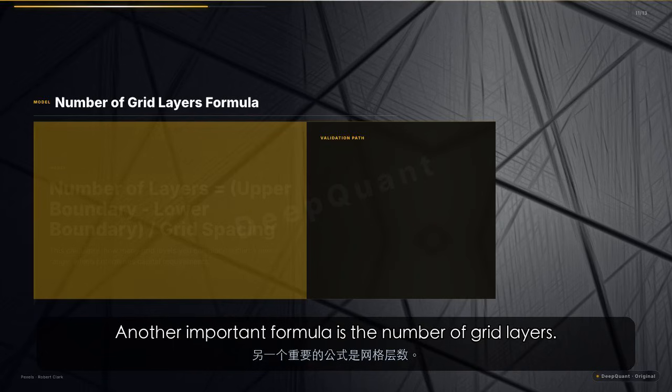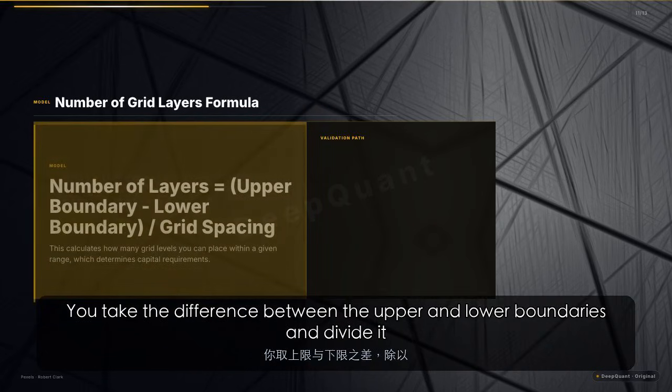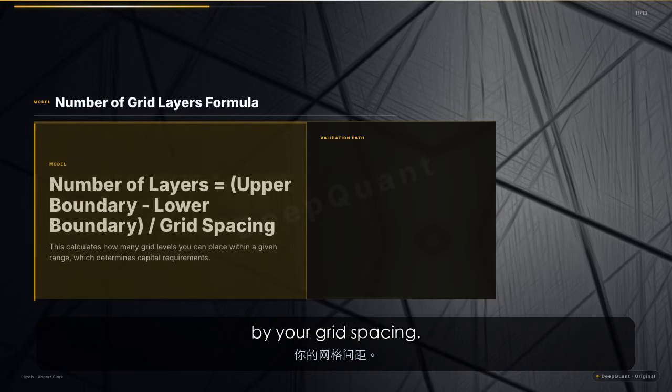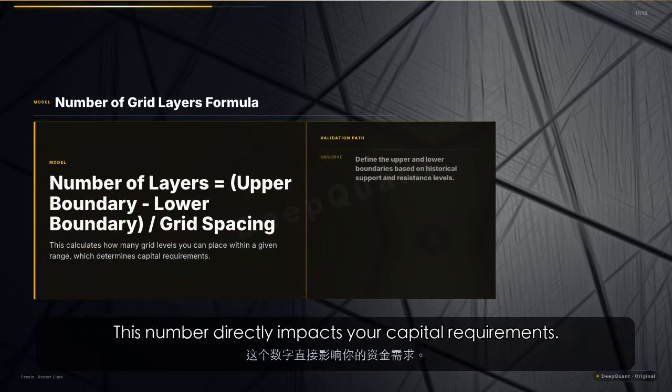Another important formula is the number of grid layers. You take the difference between the upper and lower boundaries and divide it by your grid spacing. This tells you how many orders you can place within the range. This number directly impacts your capital requirements.